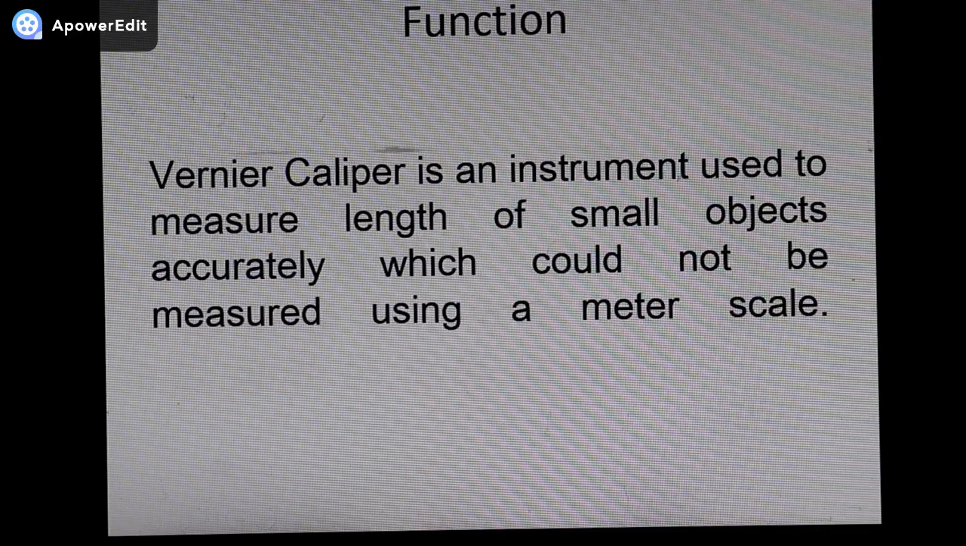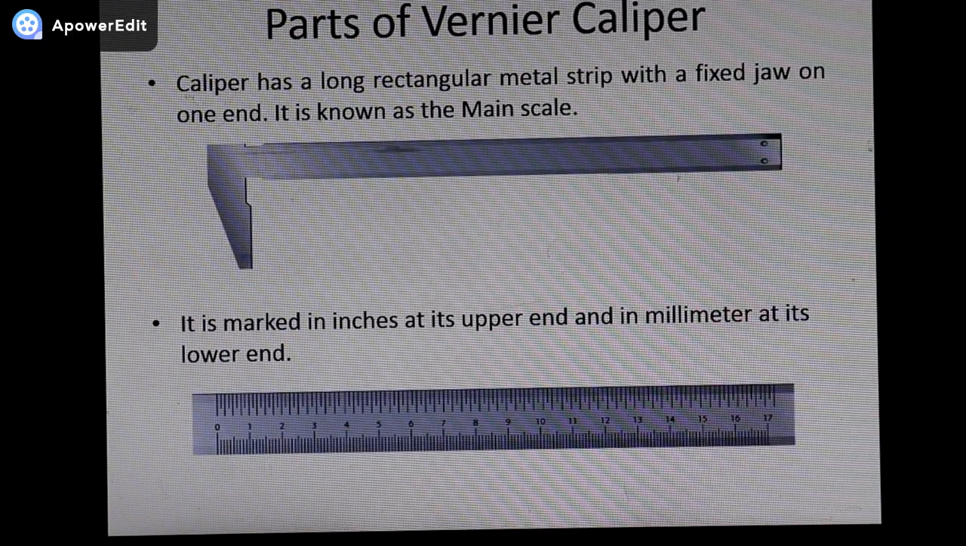Friends, what is the function of the vernier caliper? For which purpose are we using this vernier caliper? Basically, vernier caliper is an instrument used to measure the length of small objects accurately, which could not be measured using a scale. There are various parts of the vernier caliper that we are going to study in this session.